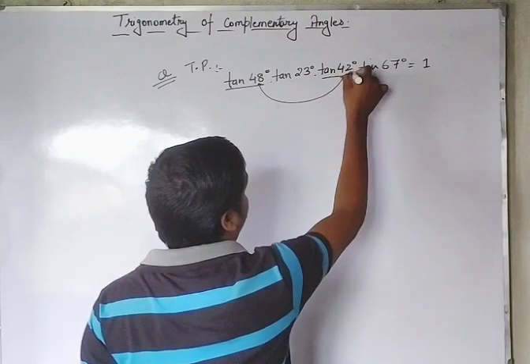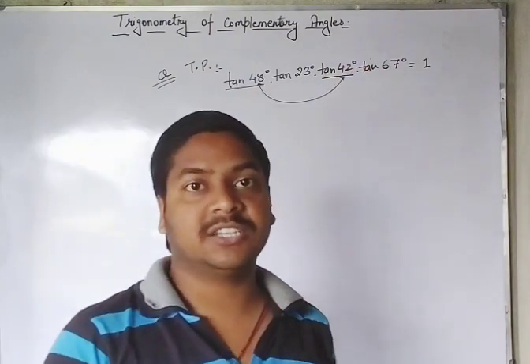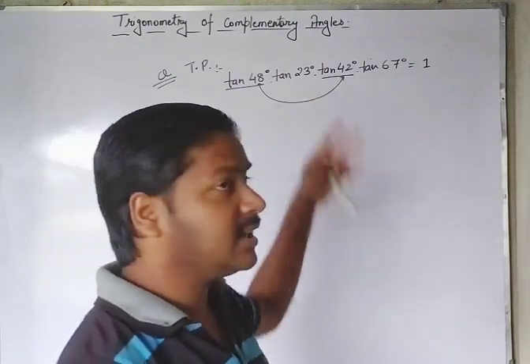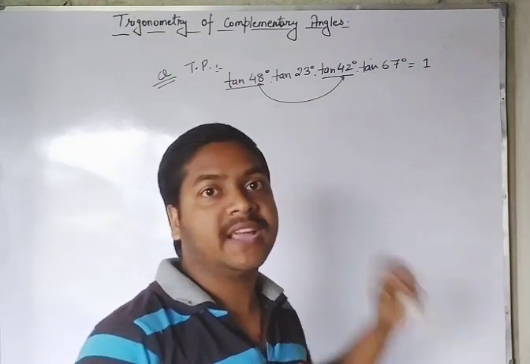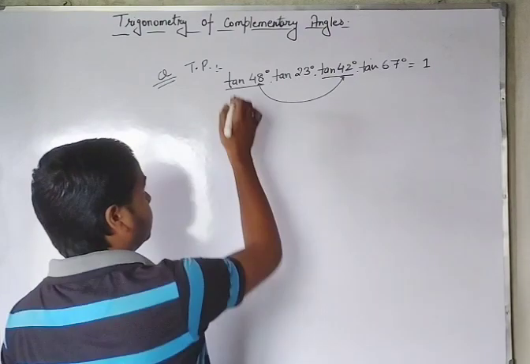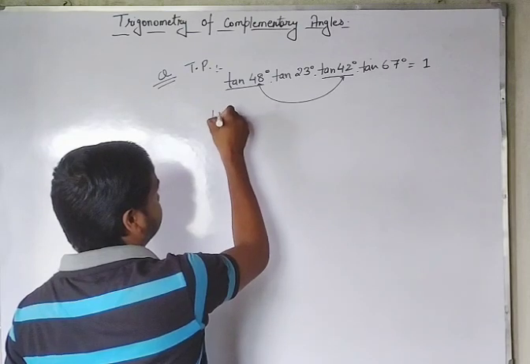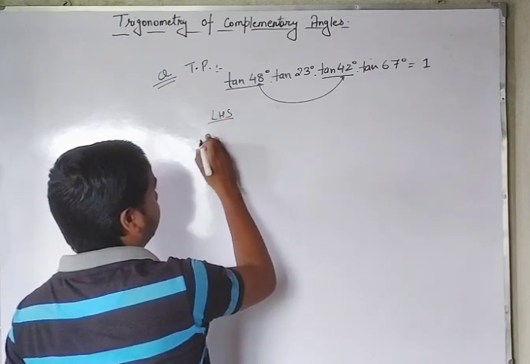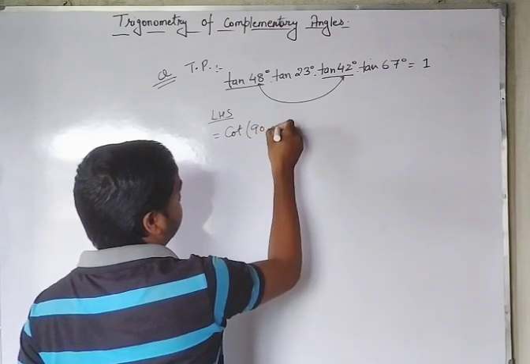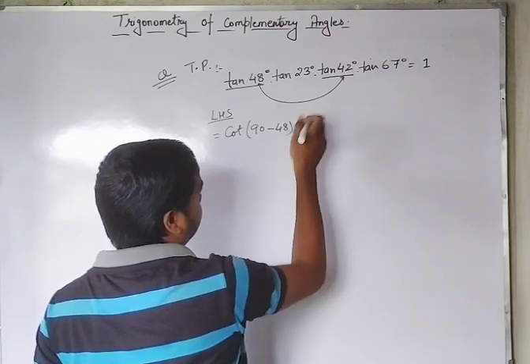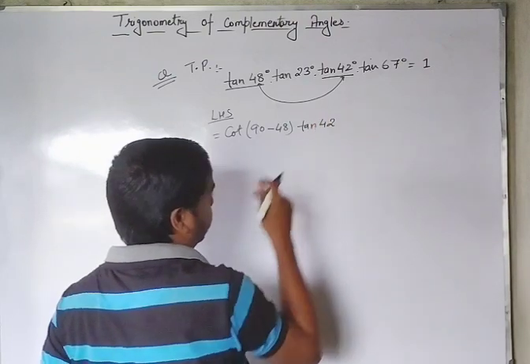So after checking which two angles give us 90 degrees, out of those two we will change one angle. I will change the 48 one on the LHS, it will come as cot of 90 minus 48. Another one I will write as usual, tan 42 degrees.